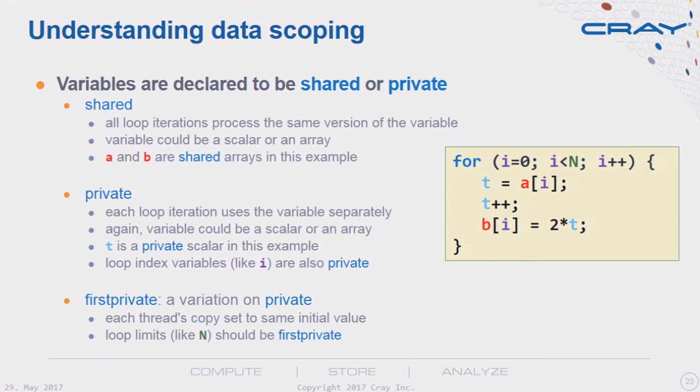Usually shared data are arrays we want to share between the different threads, and private data are quite often, especially loop counters. And then there's a third part which is called firstprivate. This is a variation of the private clause, which means that all the different threads have the same initialization of these variables.